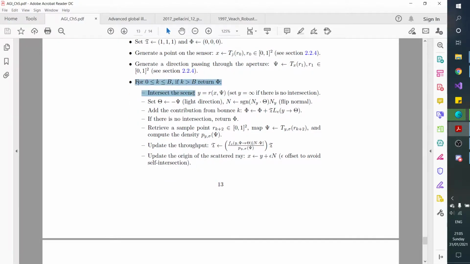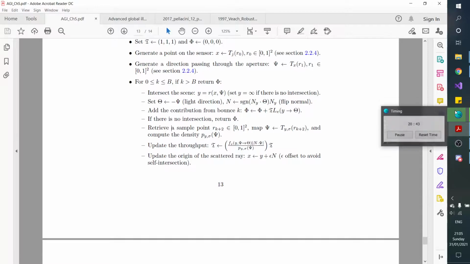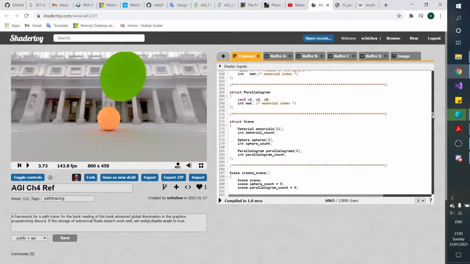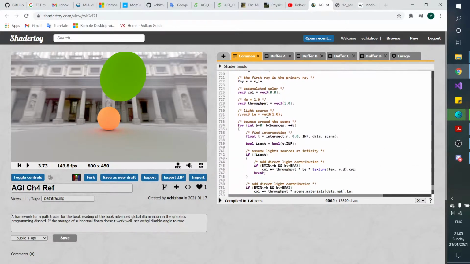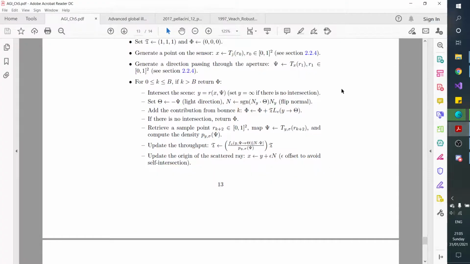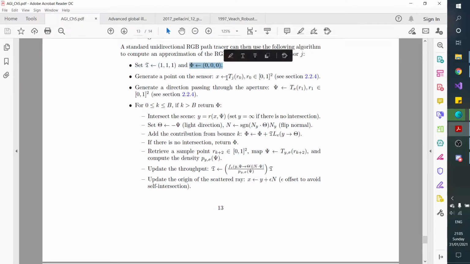And then we enter a loop where we want to evaluate, okay, what's the contribution of that path? Let's look at the implementation of this. That would be estimator path tracing, Lambertian. So this thing corresponds to this thing. You can see that we go over several bounces. We say the maximum allowed bounces are B, and we iterate over that. Now, if we run out of bounces, so if our iteration index k is greater than B, then just return what you have accumulated. In the very beginning, this is simply black.